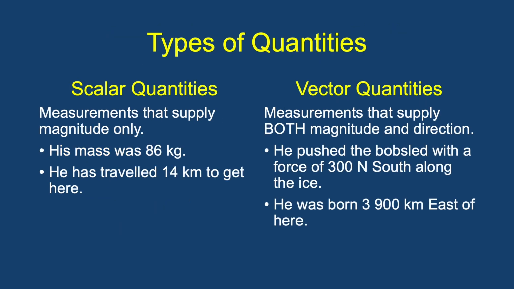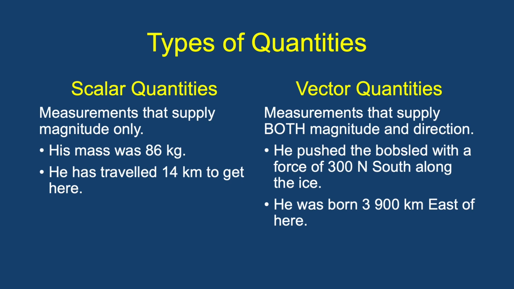When we quantify, to break it into really simple terms, we say that there are two different types of quantities. There are scalar quantities and there are vector quantities. Scalar quantities are those quantities that have a magnitude, they have a number, they have a unit, but they don't have a direction.